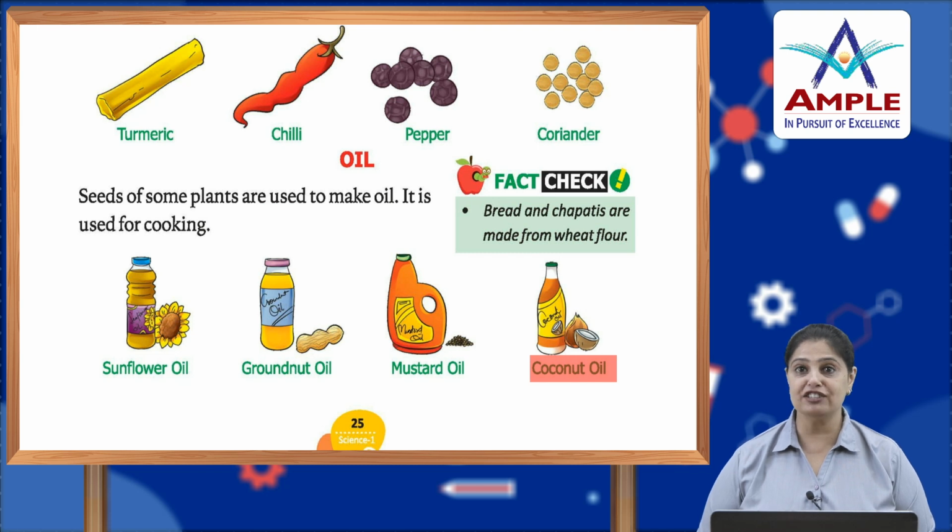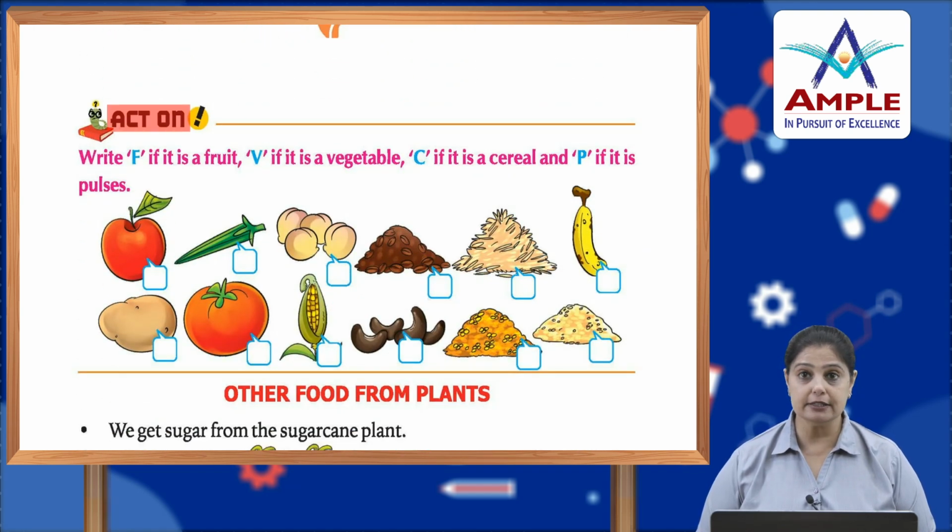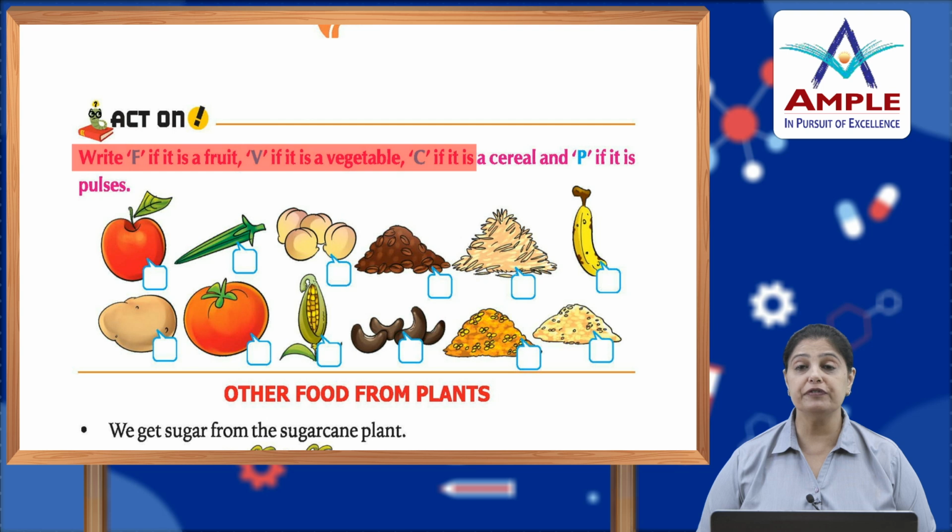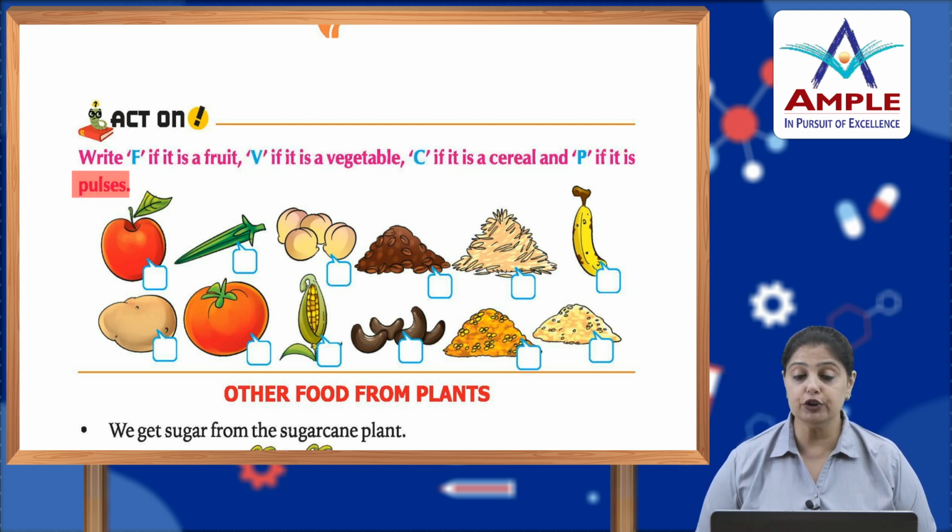Now, let us do a fact check, okay. Bread and chapatis, they are made from wheat flour, okay. Now, act on. Write F if it is a fruit, V if it is a vegetable, C if it is a cereal, and P if it is pulses. So children, this is an activity for you to do, okay? Look at the different pictures and then name them.